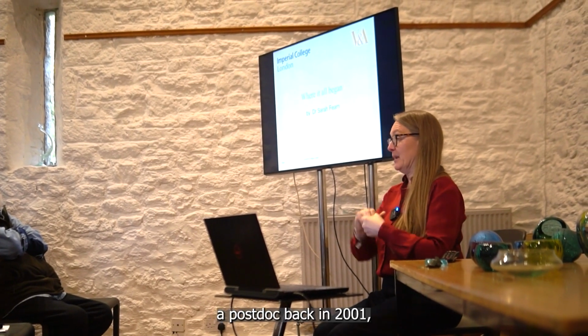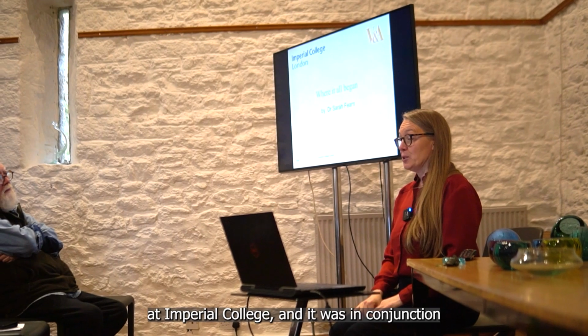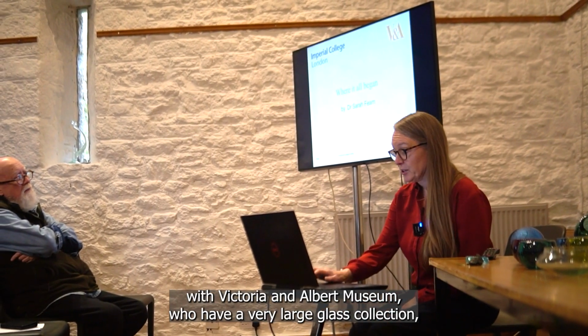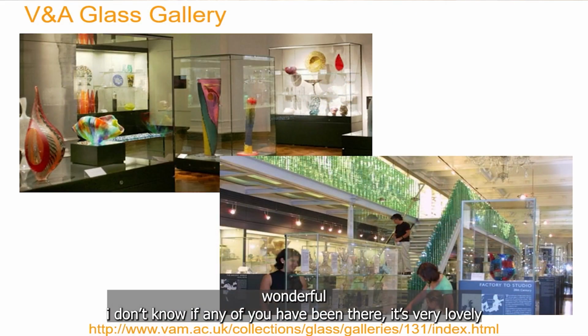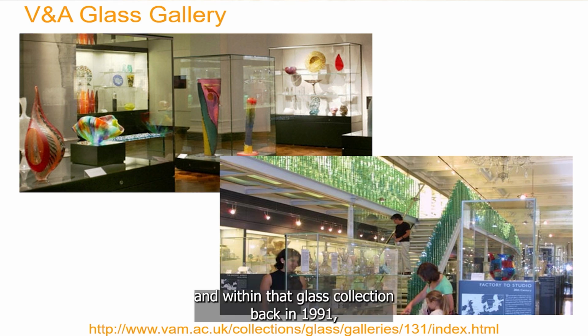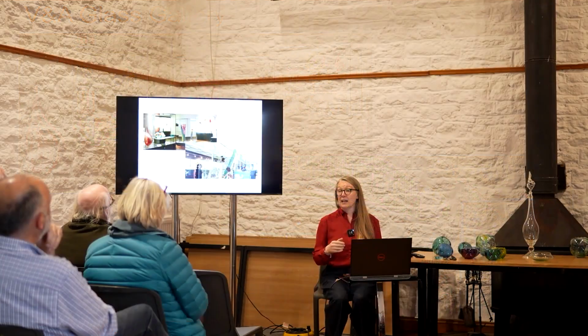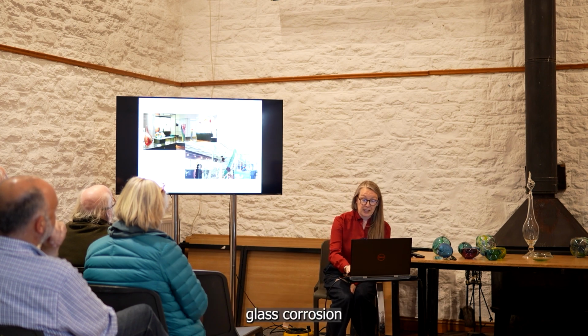I started a postdoc back in 2001 at Imperial College, and it was in conjunction with the Victoria and Albert Museum, who have a very large glass collection. It's very wonderful. I don't know if any of you have been there, and it's very lovely. Within that glass collection, back in 1991, they made an assessment of the materials that they have there, and they noticed that quite a high proportion of their objects were suffering from glass corrosion.